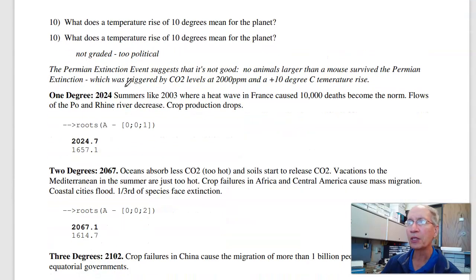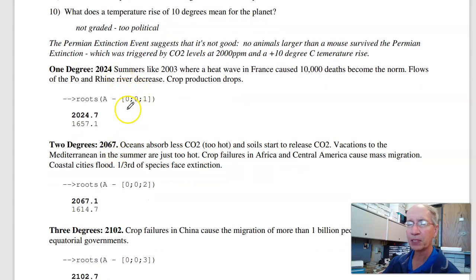Finally, the last problem. Normally I don't grade the last problem. It gets too political. But just to give an idea what the data is meaning, if you go to different websites, they've done modeling on global temperatures. What happens at different temperatures? At 1 degree Celsius, we've already hit that, you should have increased heat waves in France, flows of rivers start to decrease, crop production decreases. At 2 degrees, based upon the current data, that'll be in the year 2067. Oceans absorb less CO2, soils start to release CO2, vacations to the Mediterranean, or Caribbean for us, are just too hot. Start getting crop failures in Africa and Central America.